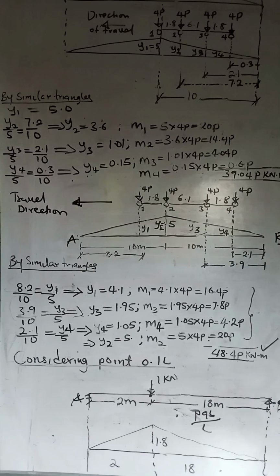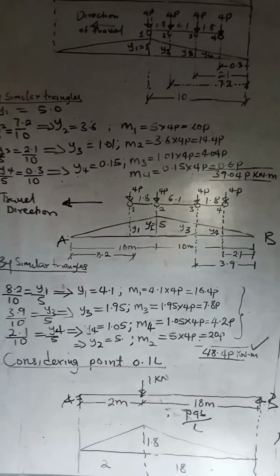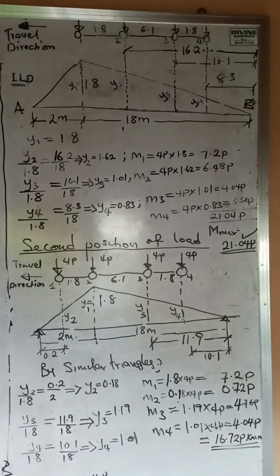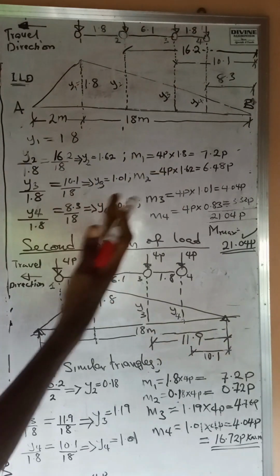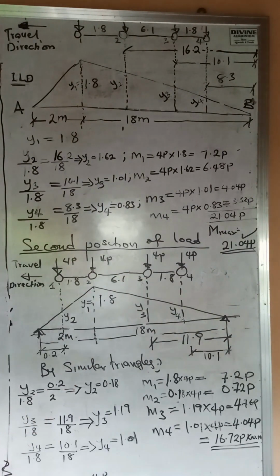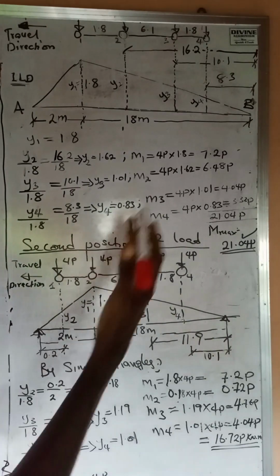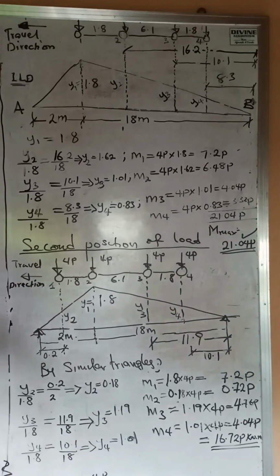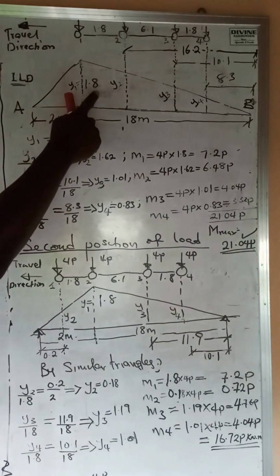Now let's calculate the positions of these loads. We are taking 0.1L. The bending moment diagram due to this is 1.8. You can see the bending moment diagram on the board here. Now our direction of travel, let's travel from the right-hand support B to the left-hand support A. The moment at this point is 1.8.